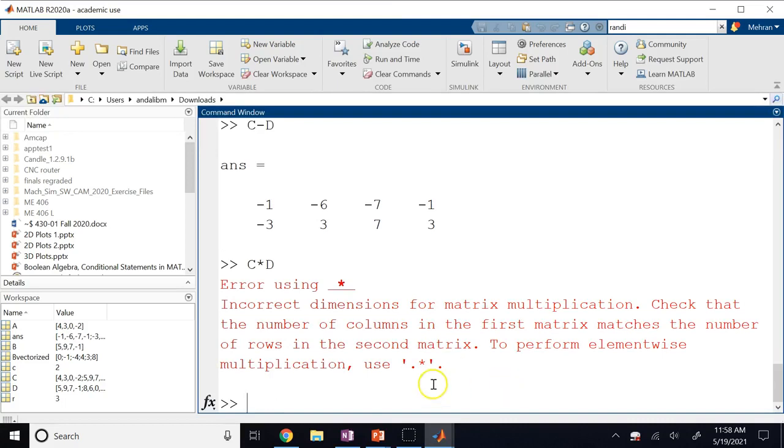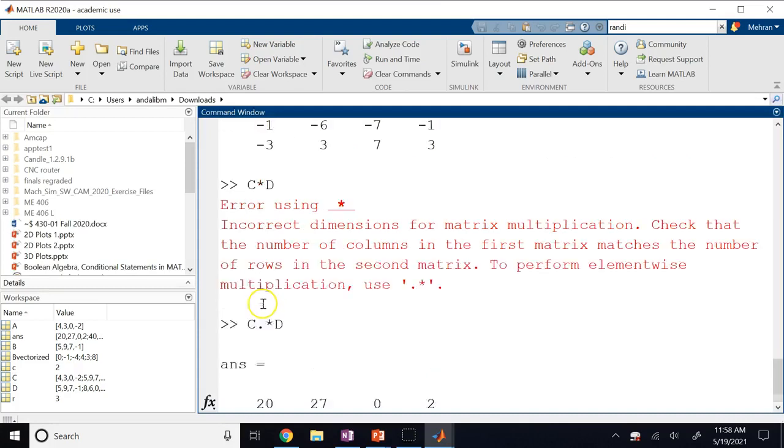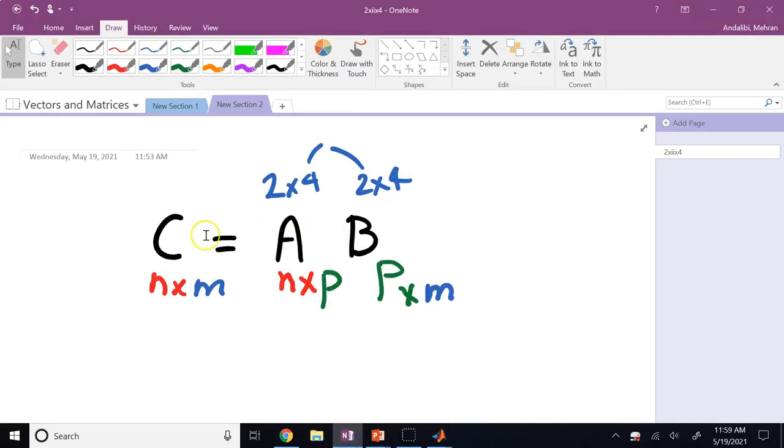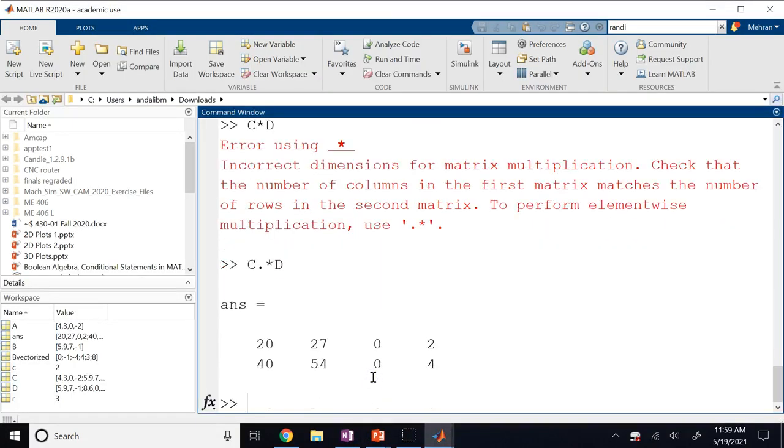Now here it is giving you a suggestion. Always read the error messages. It says instead you can use dot multiply. What does dot multiply mean? This is called elementwise product. Instead of doing the actual product of matrices, it is doing the product of element by element in C and D.